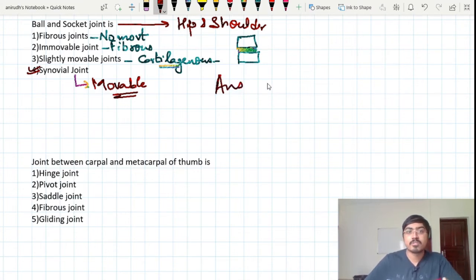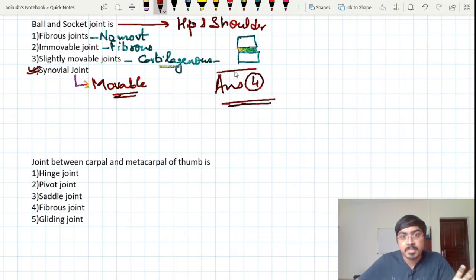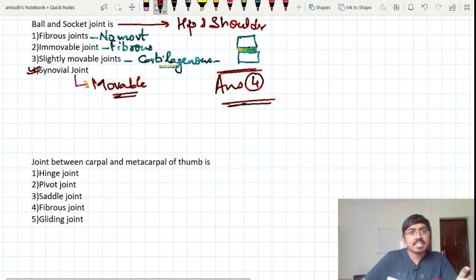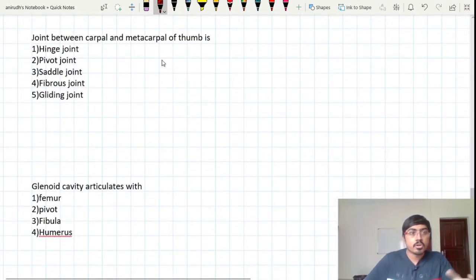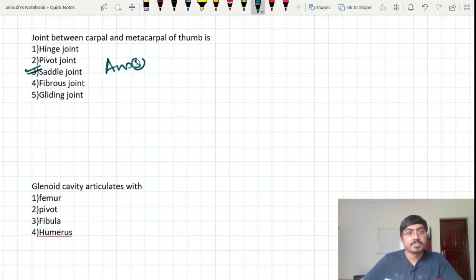Okay, ball and socket joint, pivot joint, the saddle joint, gliding joint, many other joints are there. That is given in the textbook, and we have covered everything in the previous lecture. Even this next question, the joint between the carpal and metacarpal of the thumb, is an example of saddle joint. So the correct answer is option number 3. Hinge joint, pivot joint, saddle joint, fibrous joint, gliding joint. The fibrous joint, you know by now, has the example of skull sutures.